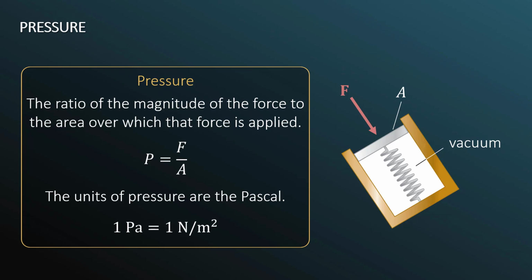Force, of course, is a vector quantity, so it does have a direction, but we use the magnitude of the force that is applied perpendicular to the surface in question. And then we can define the pressure from that, given the area, of course, that we're looking at.